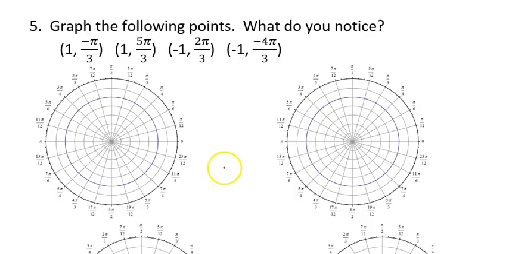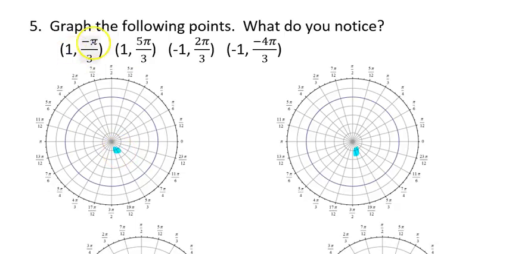Okay, now for example 5, I want you to plot each one of these points on the 4 graphs that I have provided for you. So take a moment, pause, and plot all 4 of these points. Okay, if you have plotted all 4 of them correctly, you would notice that they all end up in the same place. And I tried to use a different color to see if it would stay. All of them, basically, if you were going straight forward, would end up at 1 and 5 pi over 3.